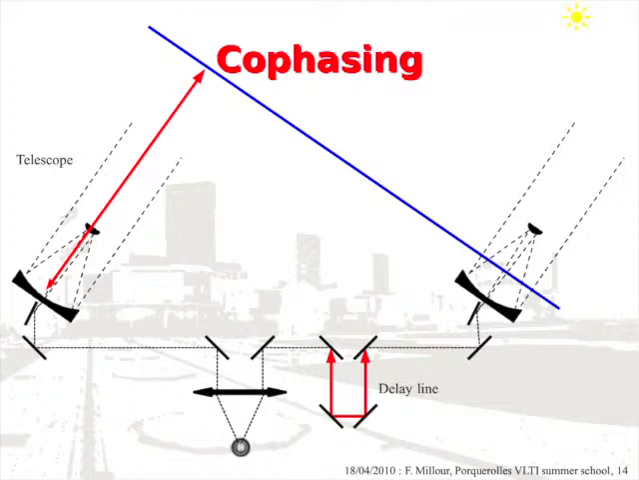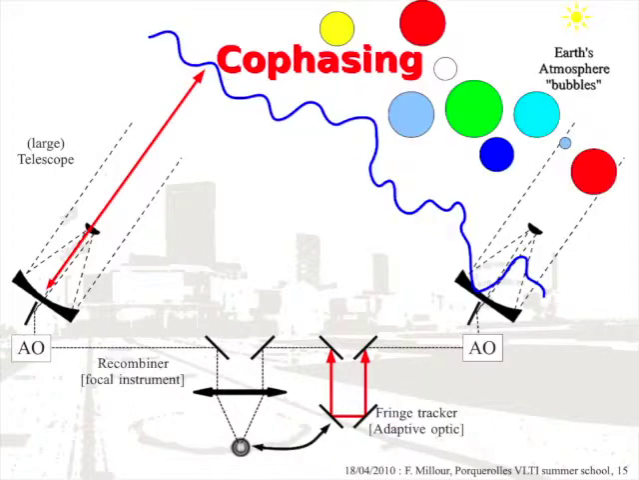To go back to co-phasing, that's what happens when you have a perfect interferometer without atmosphere. If you have the atmosphere, then you have a problem because your wavefront is not flat anymore. And then you have fluctuations with time of the flatness of the wavefront, which makes basically the phase of the wavefront vary with time. And that's a big problem, because then you have the fringes which move around, and then you lose completely the phase information.